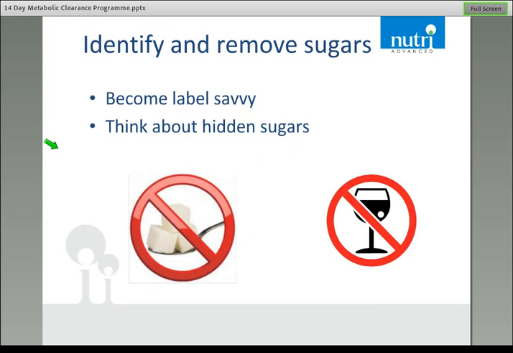Now, during this week that's leading into your metabolic clearing, you also want to start becoming label savvy, thinking about hidden sugars. If you start to turn over the back of the packet, the jam jar, the sauce jar, any food that you're eating from that you're not cooking from scratch, and start to see where sugar falls in that ingredients list. Remember, the higher up the list, the more of that ingredient there is within that product.